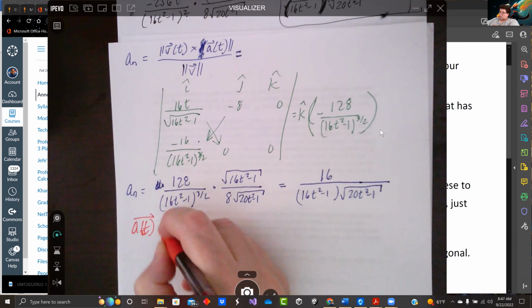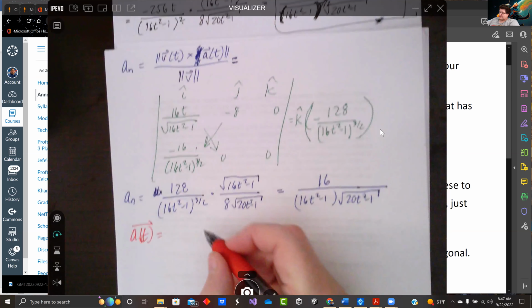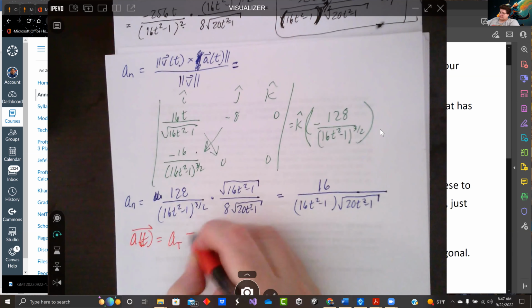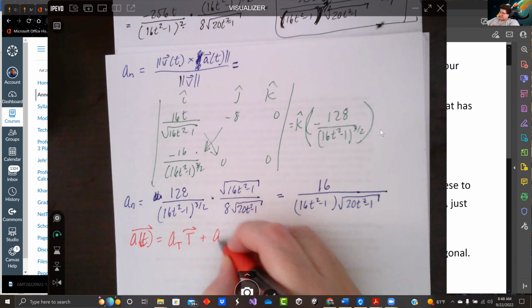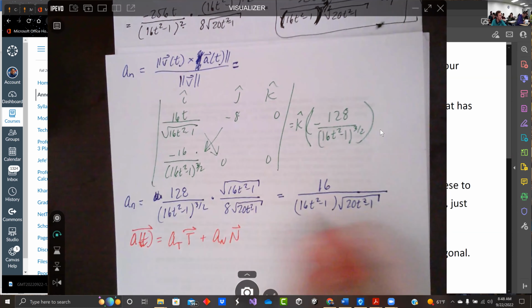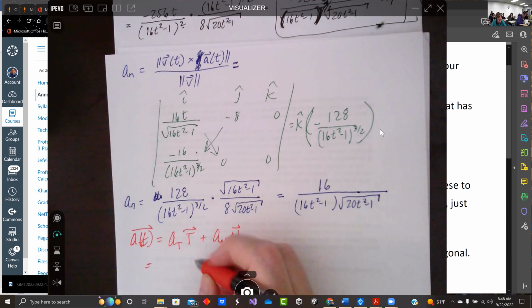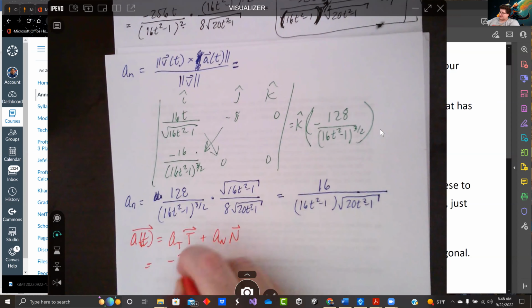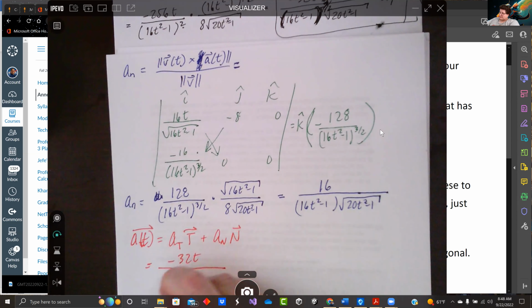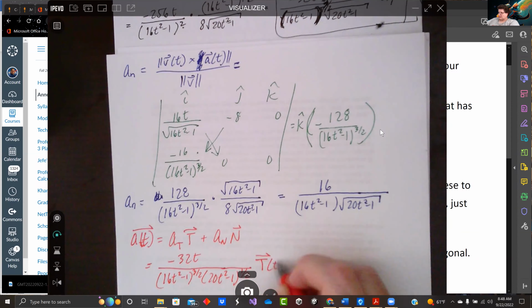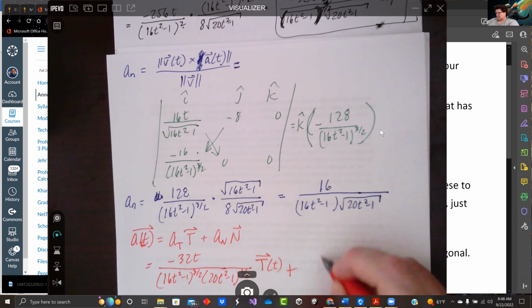A of t equals A sub t times t plus A sub n times n. I don't know what that means. I only know which is negative 32t. And then I'm bringing this down.